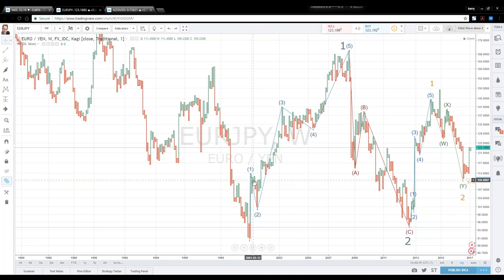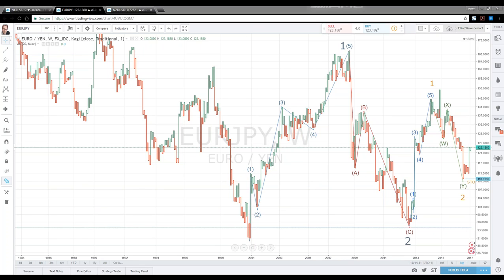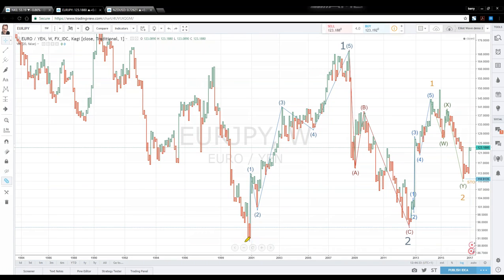We've located wave 1 here with the bottom of A. Now we're looking at the Euro JPY again in a 1 week. We've located the swing low and the beginning of wave 1. Wave 2 comes down, holds higher than wave 1. We go into 3, 4, 5. Then we start A, B, C.